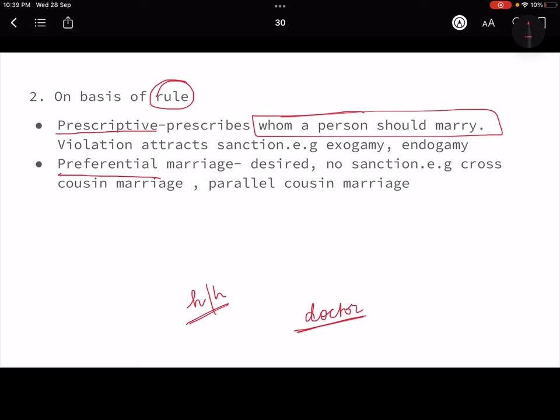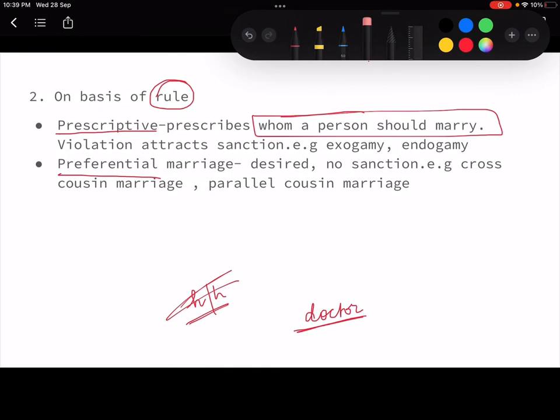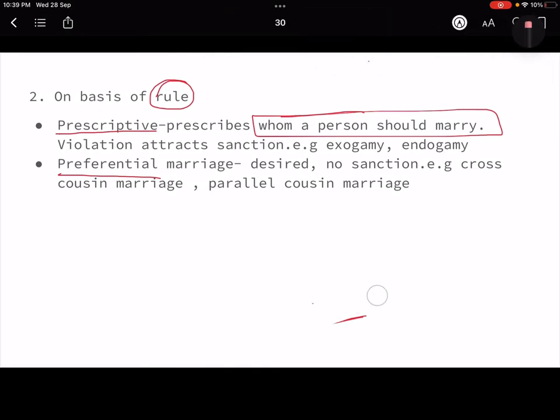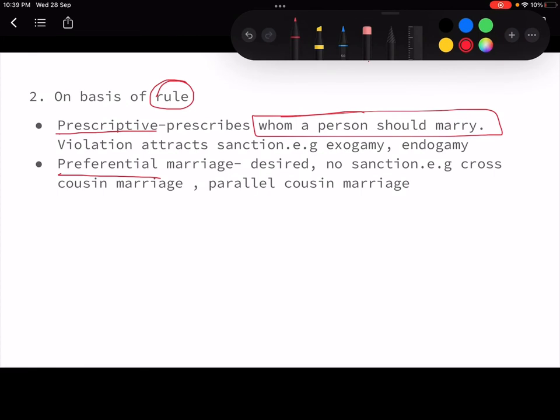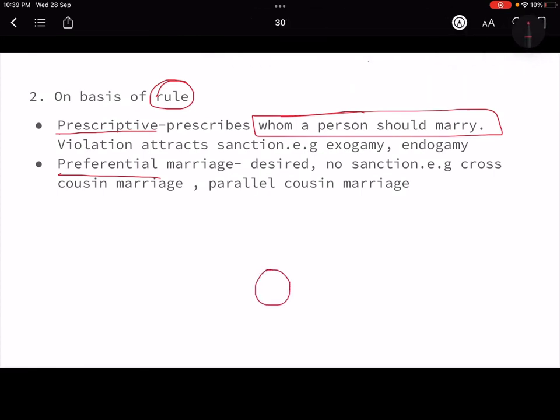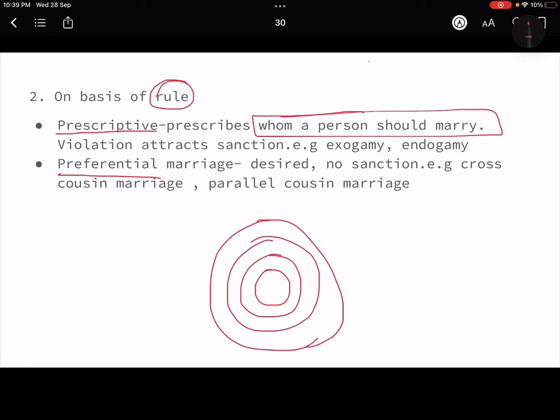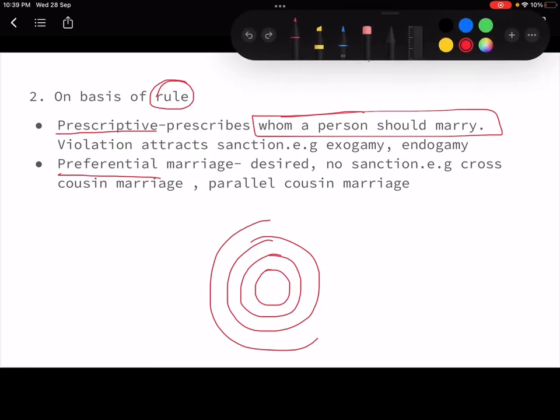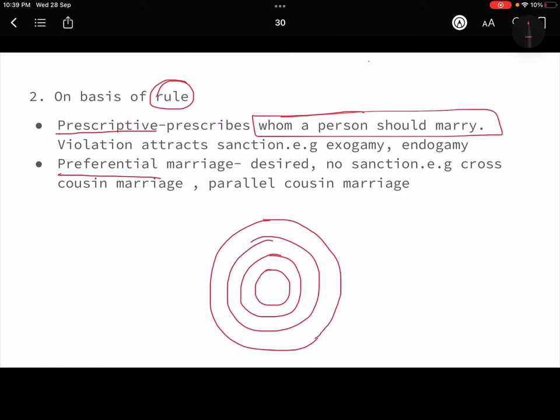And this whom you should marry is not an advice, trust me. It is more like a hukum or an order by the society. For example, if I draw a diagram like this, yeah, sorry, this is little, yeah. So now this is family, this is your lineage, this is your gotra, and this is your caste, right?